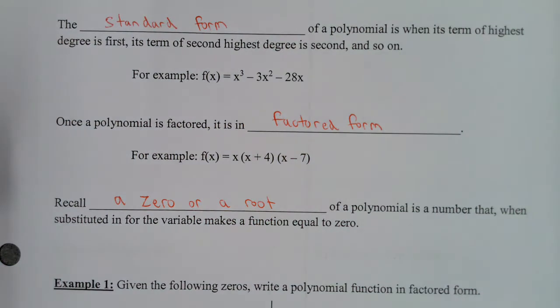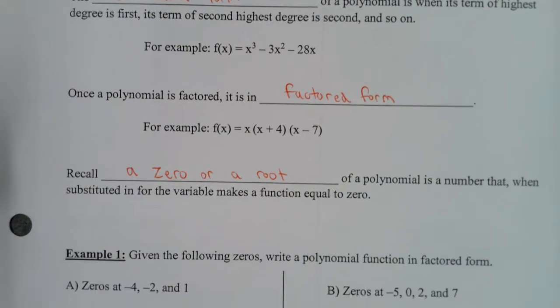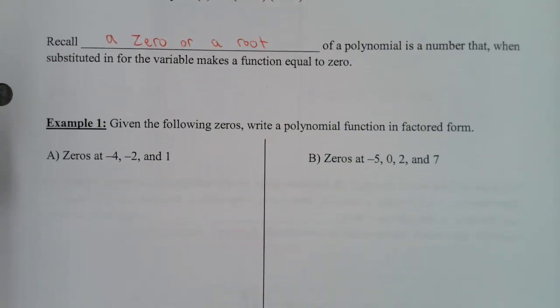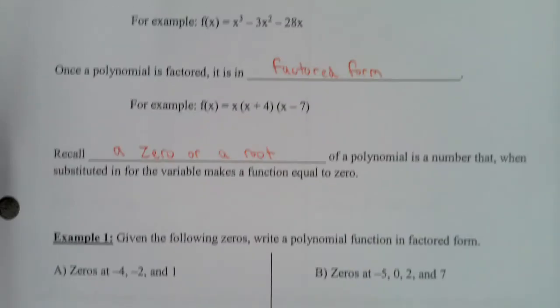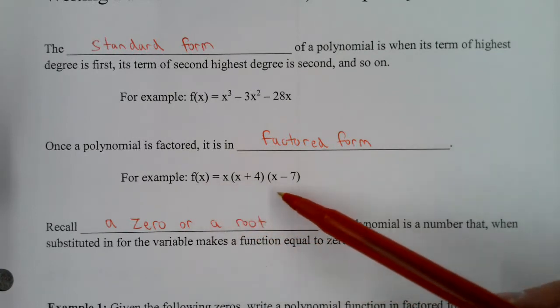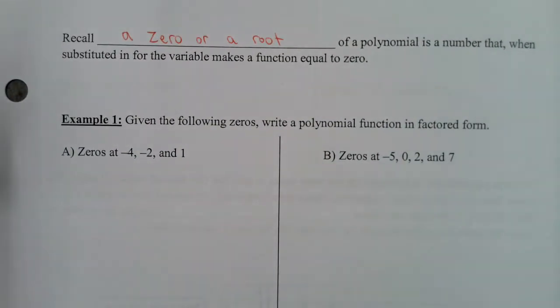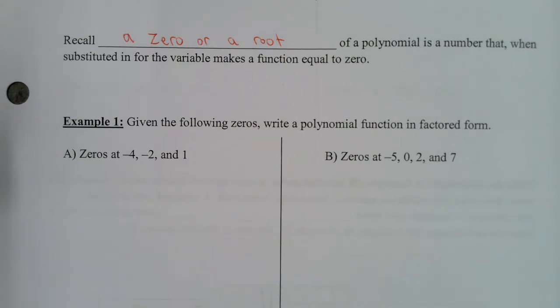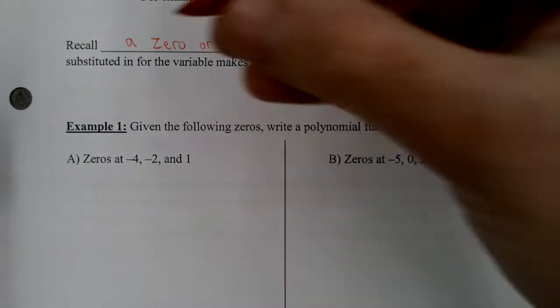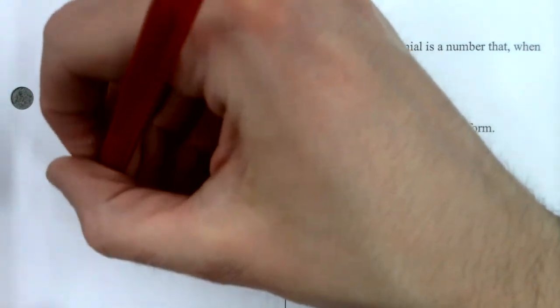Okay, so example 1, this is going to be a fast problem. Given the following zeros, write a polynomial function in factored form. Factored form, so it's going to look like this one. So this is the fast example. Example 1a, f of x equals.